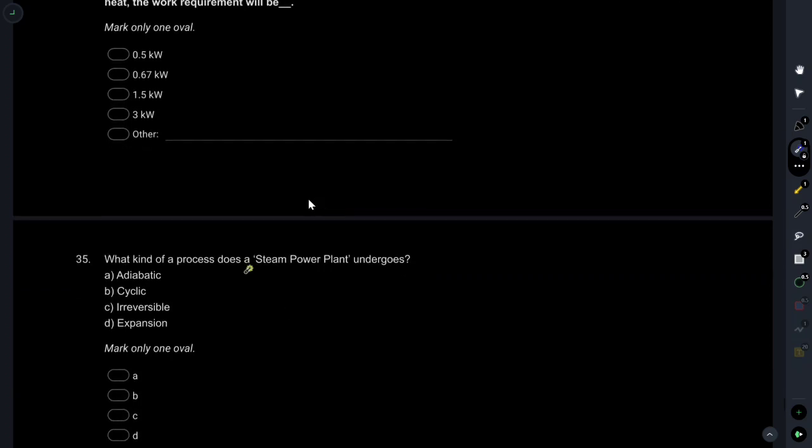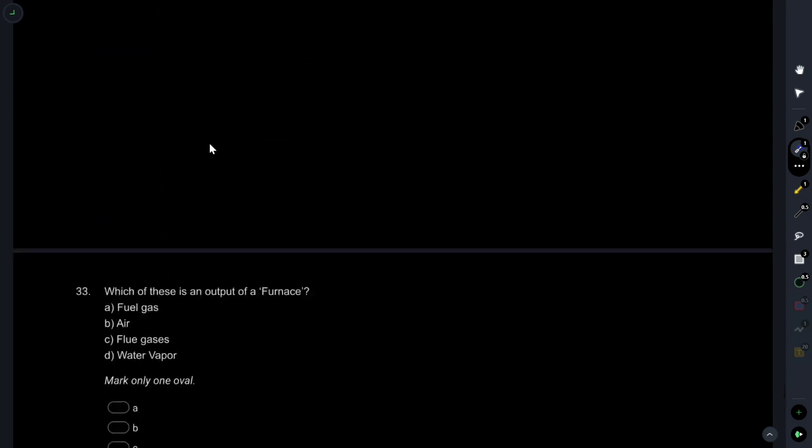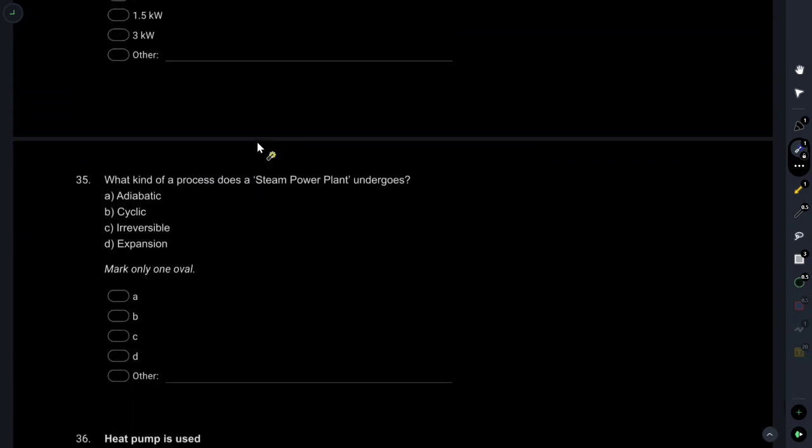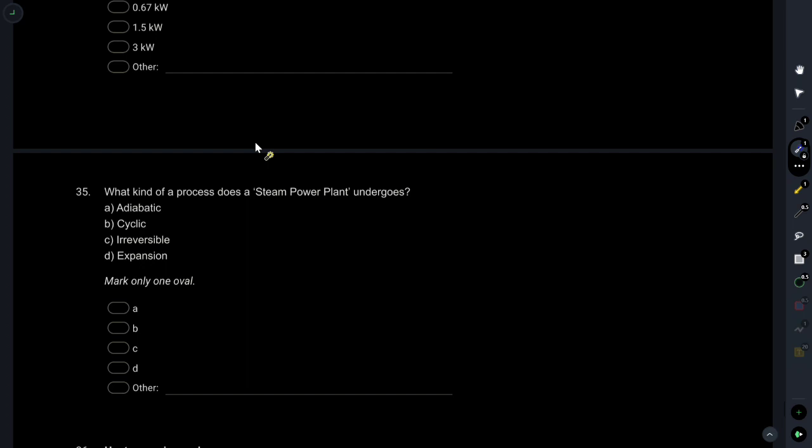Now, what kind of process does a steam power plant undergo? I have already discussed this in an earlier question, but let us do it. A steam power plant, as I already told you, is a cyclic device, so a number of processes occur during a cycle. From that we can say that the steam power plant undergoes a cyclic process. So option B will be the correct answer for this question.